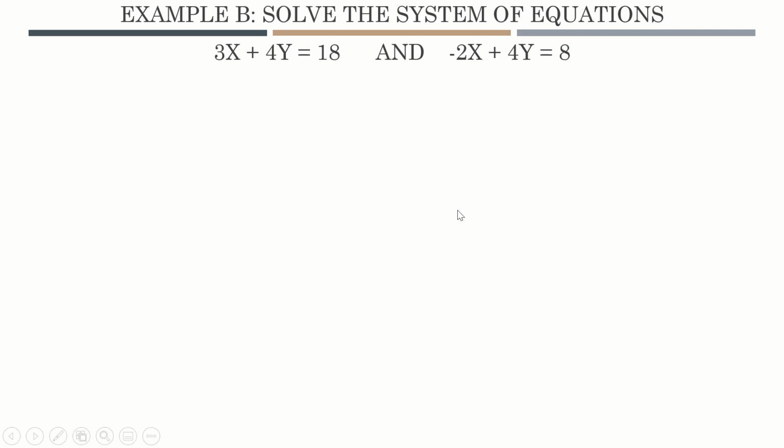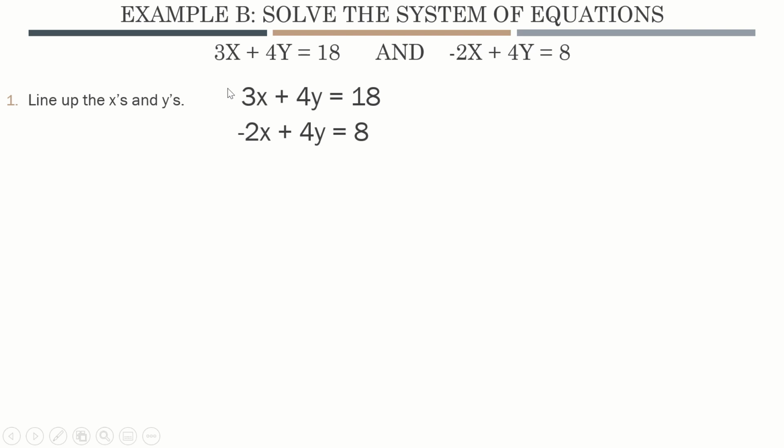Example B. We're given two equations. All right, how do we solve for two different variables in two different equations? That's crazy. Glad you asked. We're going to do it through elimination. So, step one, same as it was before, line up your x and y values. So if you'll write them just like this.